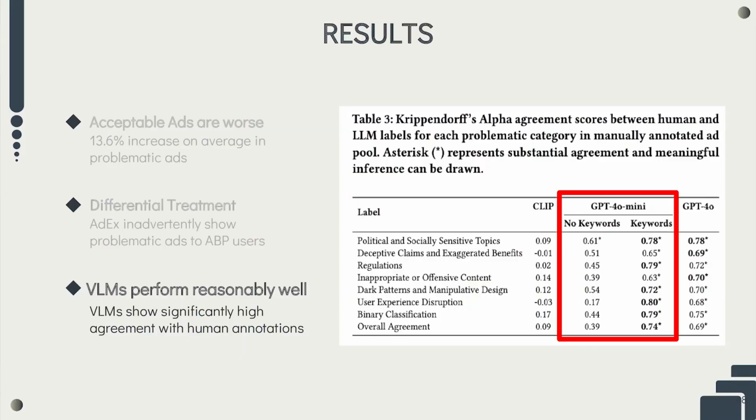Finally, the results for the automated detection. So here we work with GPT-4o Mini, which is one of the smallest closed source APIs that was available early this year.